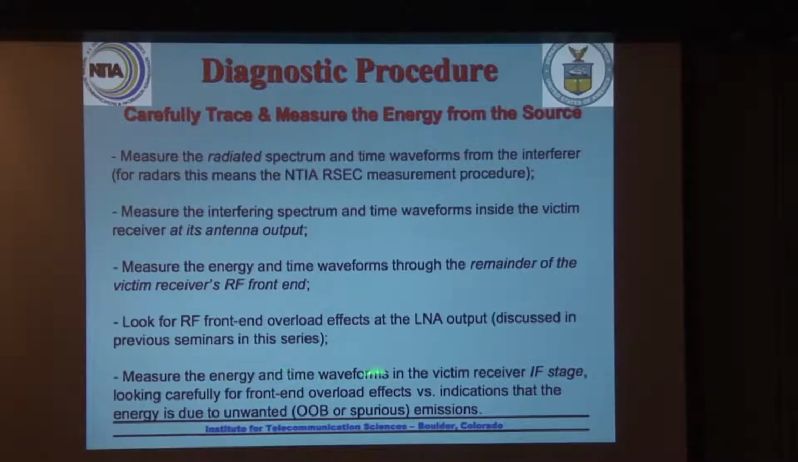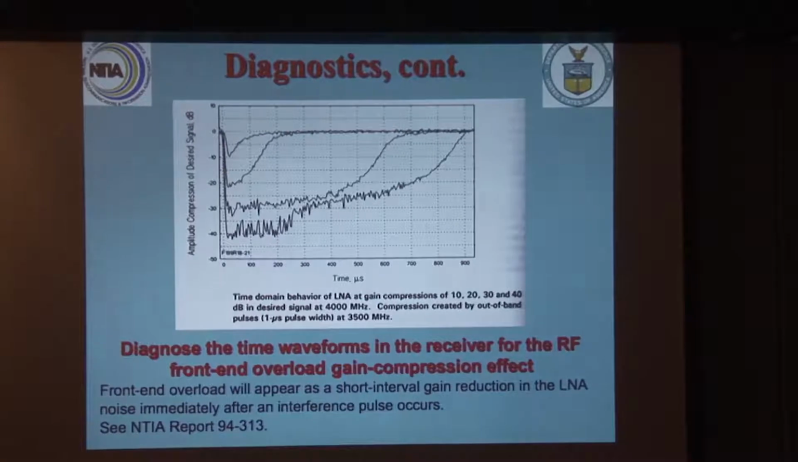And when we're looking at the energy and time waveforms in the victim receiver's IF stage, as we've seen in previous talks, we can look for the front-end overload effect. We did that in a laboratory session that we did on our last talk, and we can look for other indications that the energy is due to unwanted emissions, which are either out-of-band or spurious. We talked about this last time, so I won't belabor it.